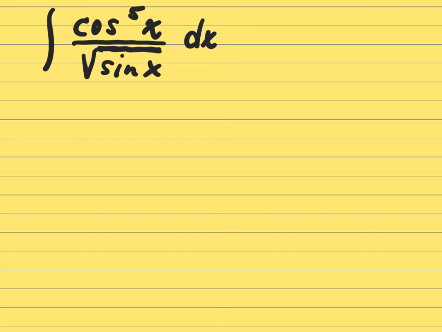And for our third example, we're going to look at the integral of cosine to the 5th x over square root of sine x dx. On this one, I noticed that cosine's got an odd power. I'm going to set one of those to the side, and then we'll use sine x as our substitute.